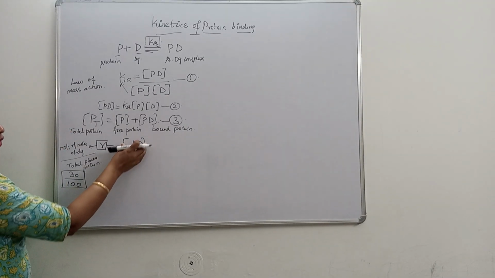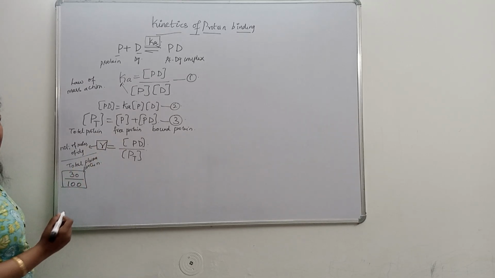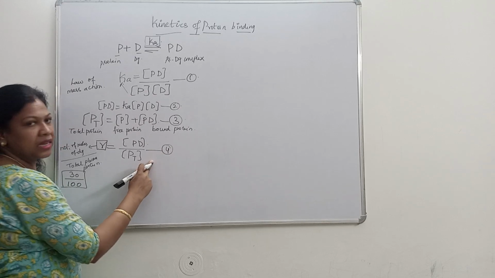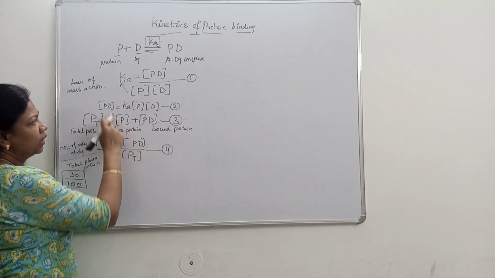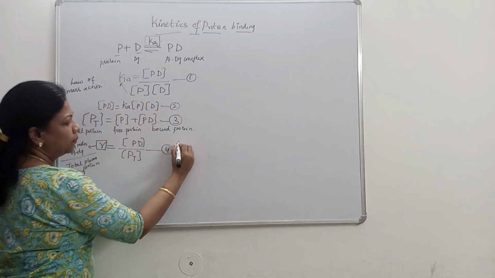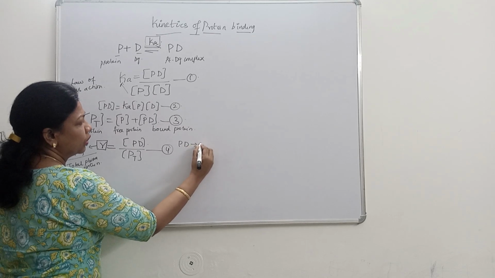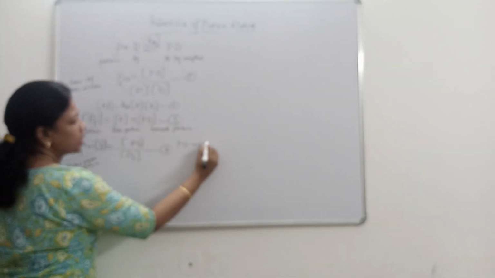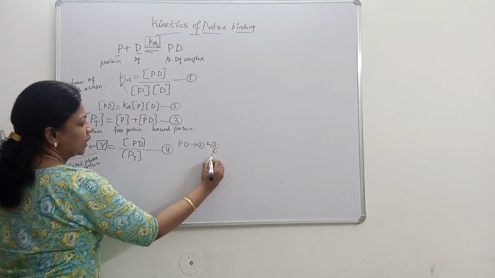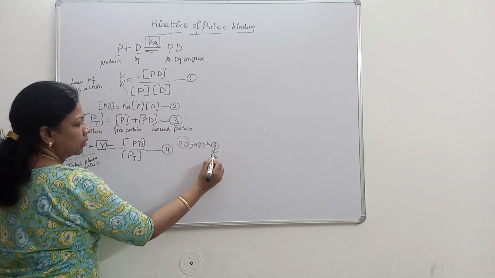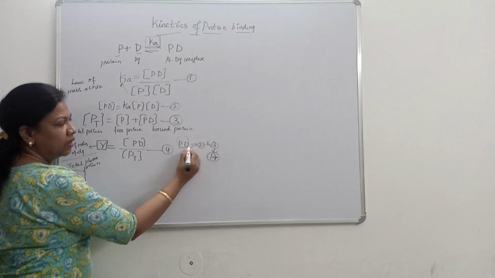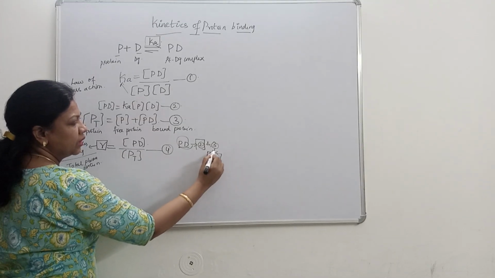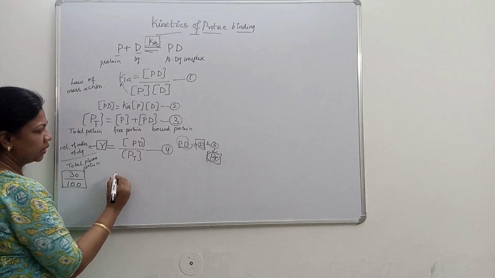So out of the total protein, how much is the bound form as R? So we can rewrite this equation for including the PD, as PD can be written according to the equation. So use equation number 2 and equation number 3. For writing PD, we are going to use equation number 2, and for writing PT, we are going to use equation number 3.